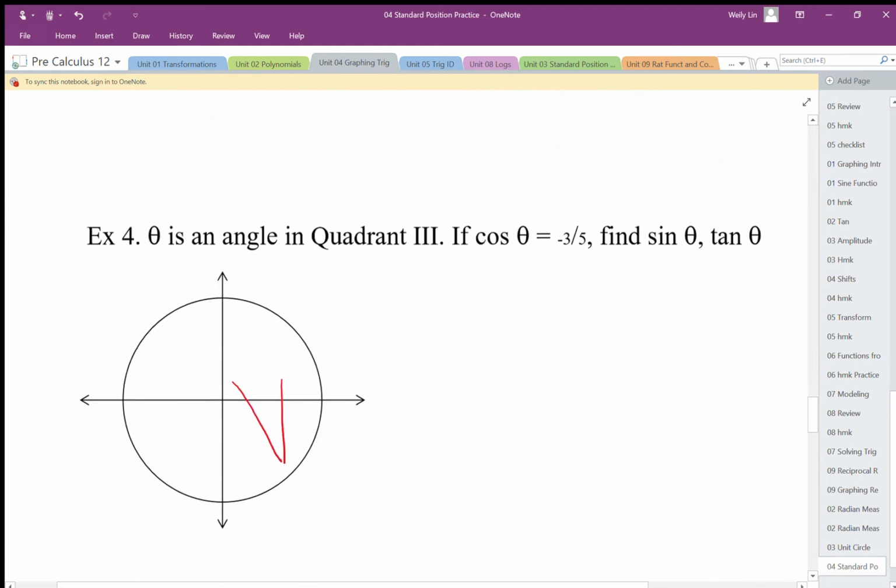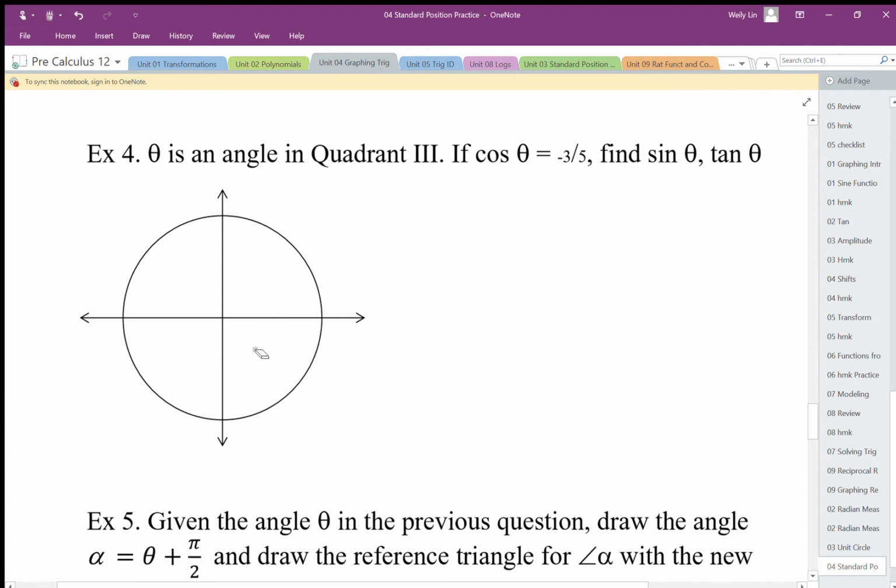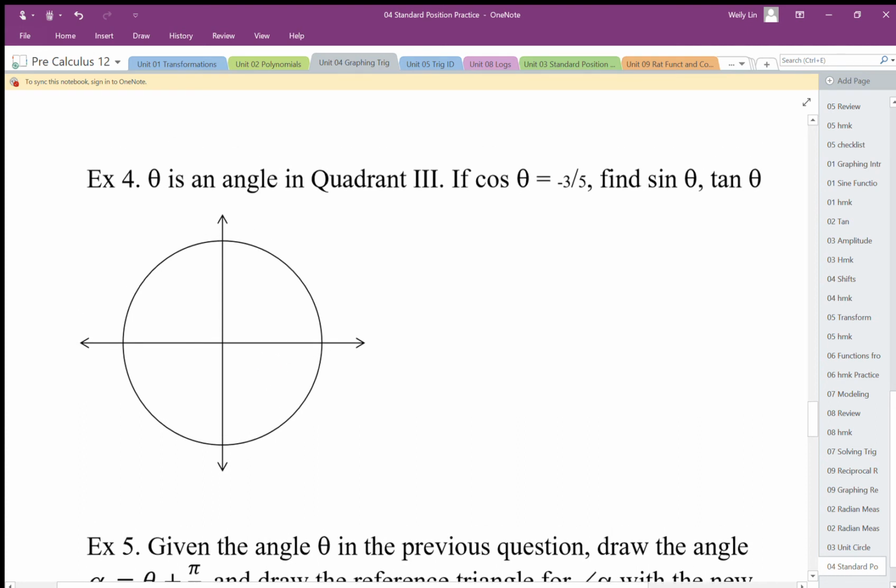Okay, so this is the same type of problem. In this case, we've been given the ratio negative 3/5. It's in quadrant 3. Okay, so I'm going to draw this. So cos is x. So 3 in the negative direction, 5 in the positive. 5 is my radius. It locates that position right there. And there's my angle theta. That's what I'm looking for.